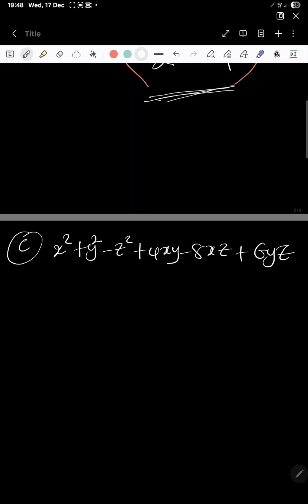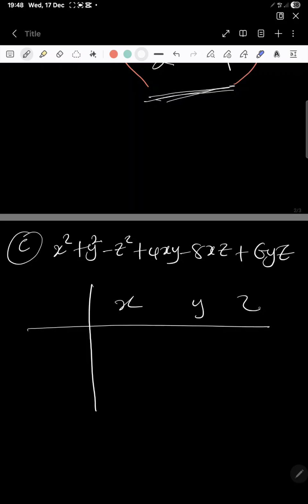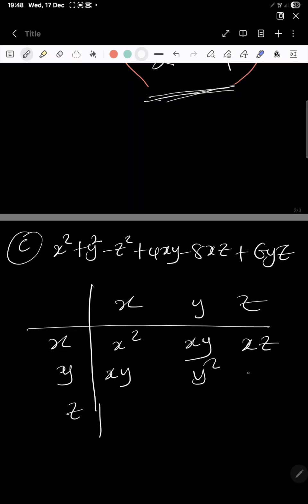So now for you to write a matrix of a quadratic form for a 3 by 3, you start by drawing the same trick that I've shown you, where you say x, y, z, and then also here x, y, z. Then you multiply x times x is x squared, x times y is xy, and x times z is xz. Then we come here, y times x is xy, and then y times y is y squared, y times z is yz. Then you come here, you have z times x is xz, z times y is yz, and then z times z is z squared, like that. So that means this becomes our matrix of a quadratic form.